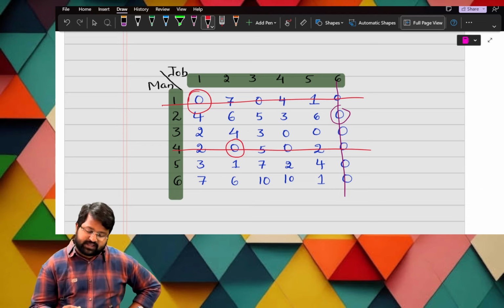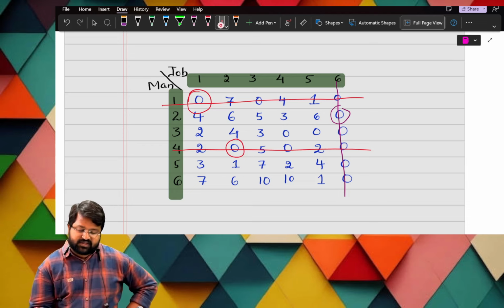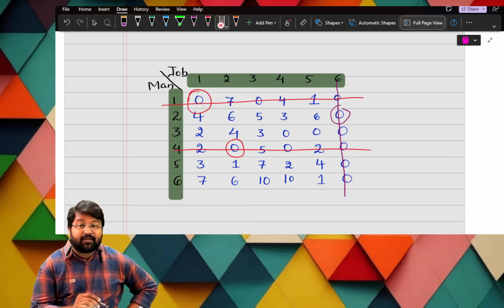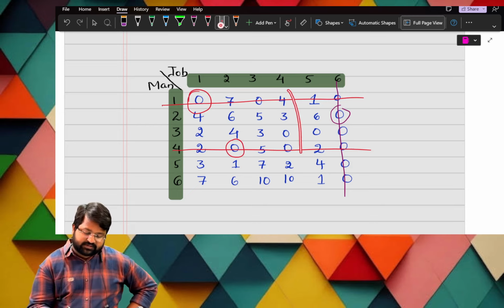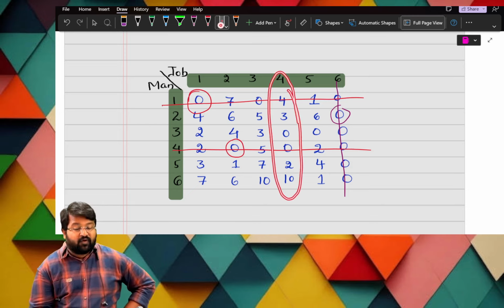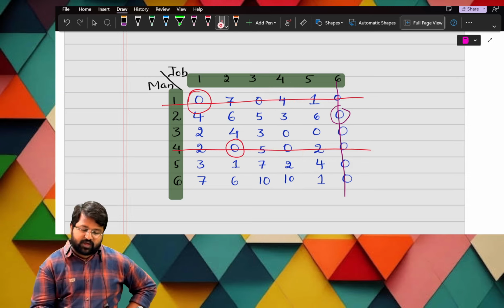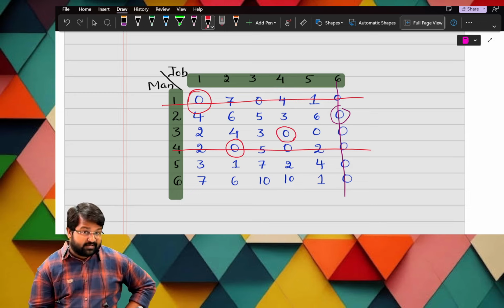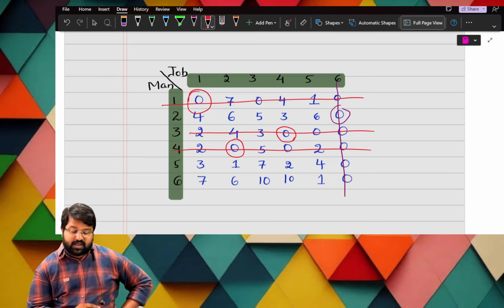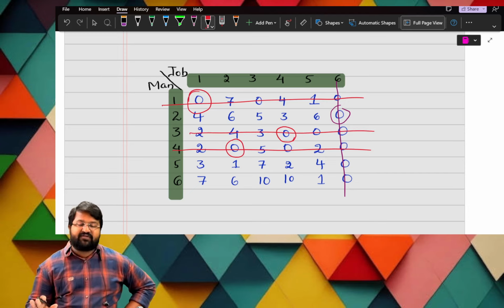Is there any other single zero? No, there is no single zero. You might say there is a zero, but that zero is already cancelled. Cancelled numbers should not be considered. Then in the fourth column, is there a zero? Yes, there is a single zero. Before there were two zeros, but now only a single zero. So let us mark that zero and cancel the row. Next, is there any zero left?